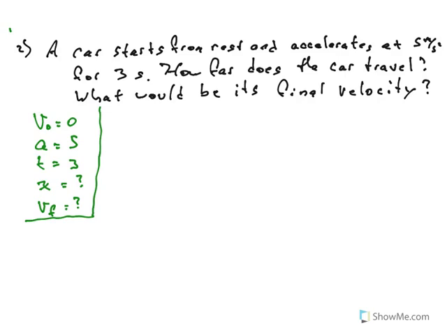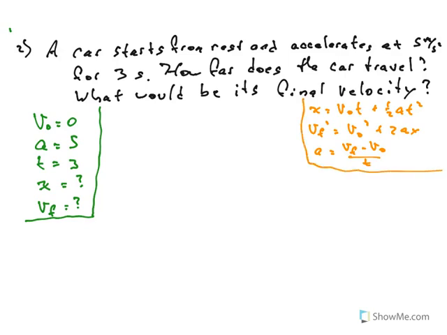Next, write down my equations. X equals v naught t plus 1/2 at squared. Vf squared is v naught squared plus 2ax. And acceleration is final minus initial over time. There's my equations to use. All right, so let's look at part A. Part A says, calculate the distance traveled. How far does the bike or the car go?